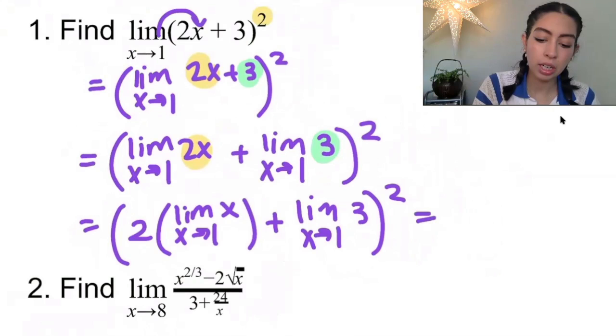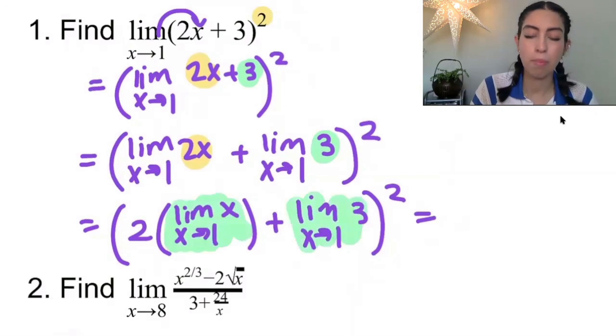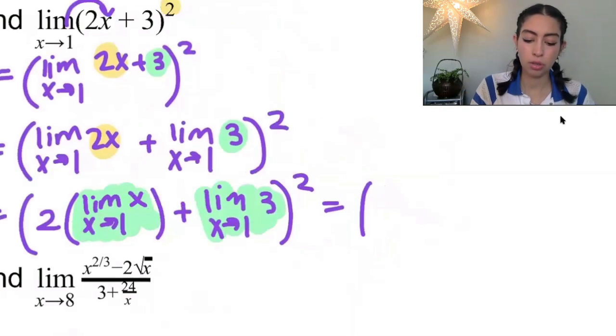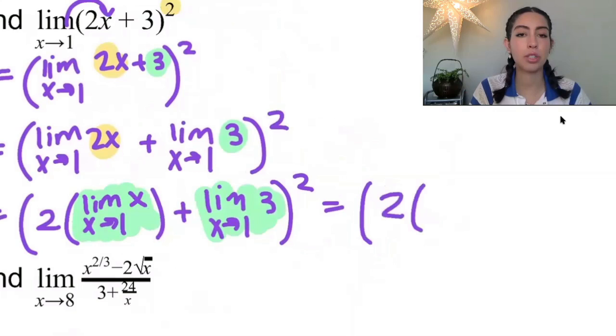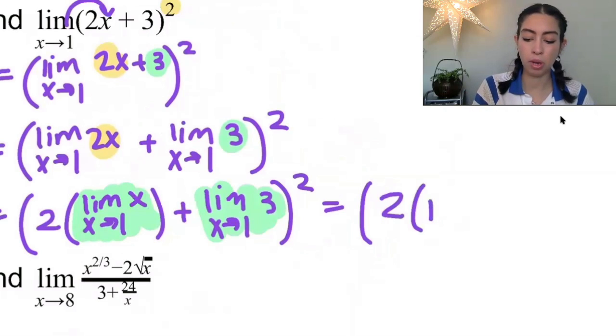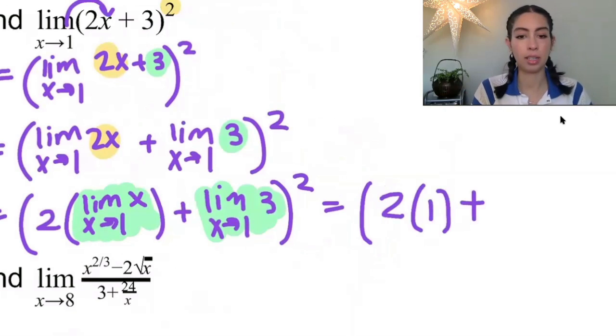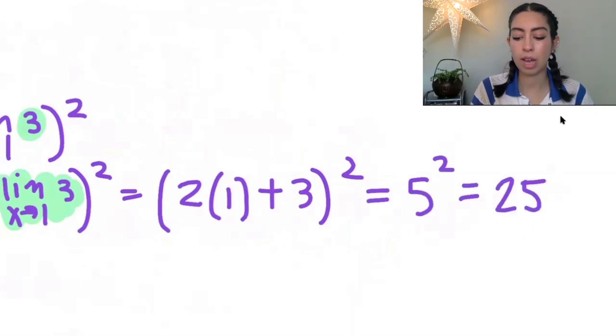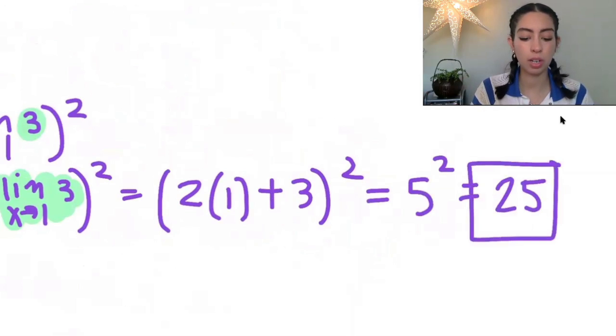And so from here, all we've got to do is take both of those limits and then simplify from there. So we've got 2 times the limit as x approaches 1 of x, which will be 1, and the limit as x approaches 1 of 3 will be 3. And now that we've taken all the limits, we're just going to go ahead and simplify. That's going to be 2 plus 3 is 5, all squared will be 25 is our solution here.